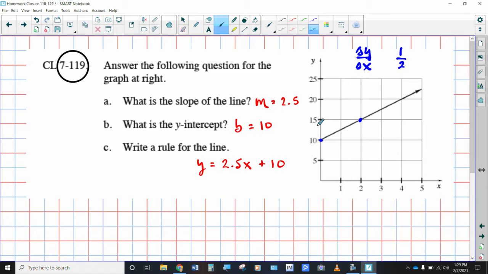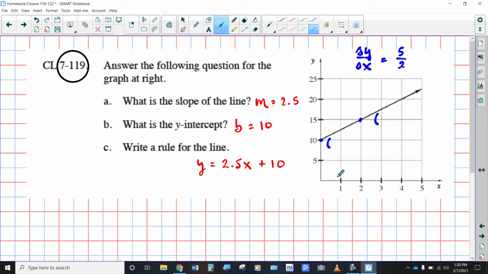But if you look at the scaling of the y-axis, that actually increases by 5. So the change in y is 5 units, and the change in x is 2 units. So 5 over 2 is the same as 2.5. So my recommendation always is to do this.